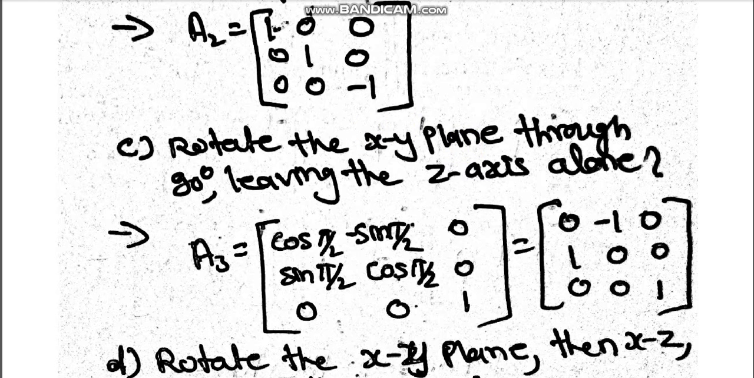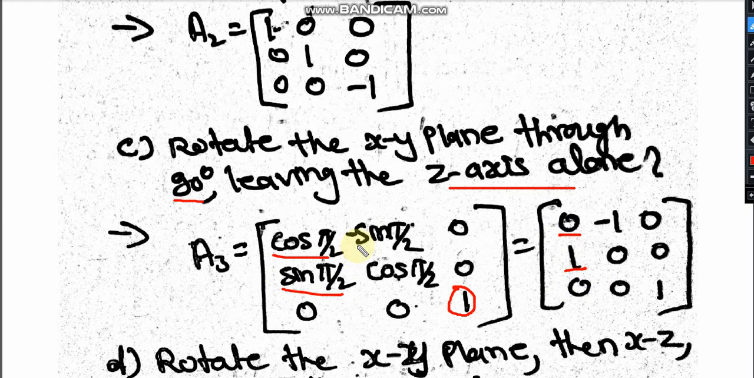The next sub question was rotating the xy plane through 90 degrees, leaving the z axis alone. So the z axis is not rotated; it is kept as it is. So cos 0 now becomes cos 90, and sin 0 becomes sin 90. That is one. And here, cos 90 is converted to cos 90, and for the other entry it is minus sin 90, or you can write it as minus sin pi by 2.